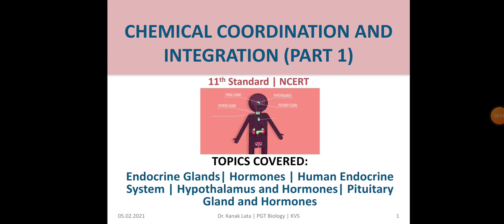Hello friends, today I am here with Chemical Coordination and Integration Part 1 of 11th Standard. In this session, we are going to discuss endocrine glands, hormones, human endocrine system, hypothalamus and its hormones, pituitary gland and hormones. So let us start the session.